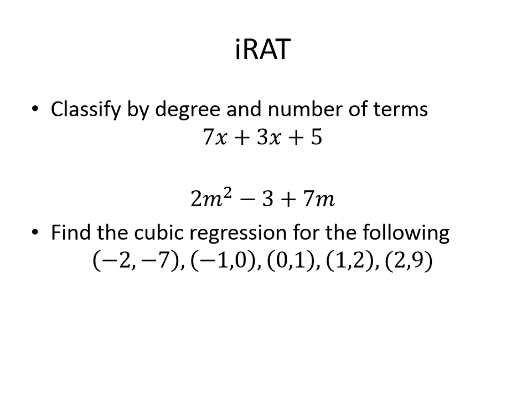Okay, so for your IRAT, your Individual Readiness Assurance Test, what you're going to do is classify these first two. So I would recommend putting into standard form, classify by both the degree and the number of terms. So again, the degree is your constant, quadratic, cubic, quartic, etc. Terms is your polynomials, monomial, trinomial, binomial.